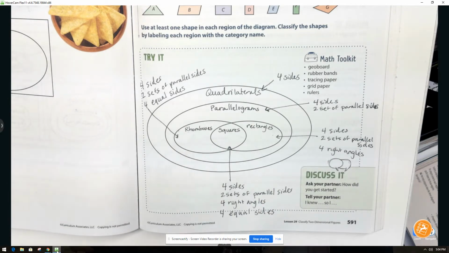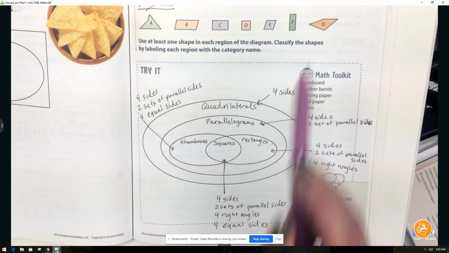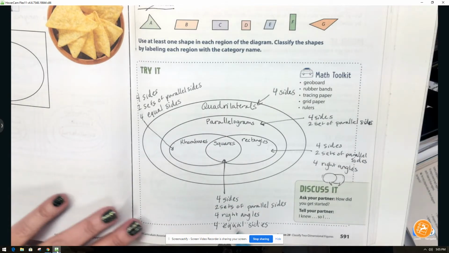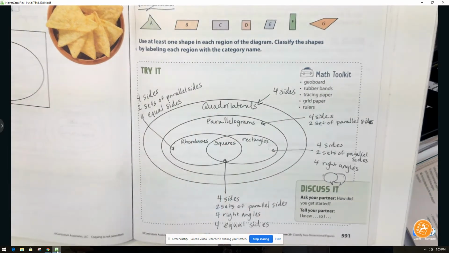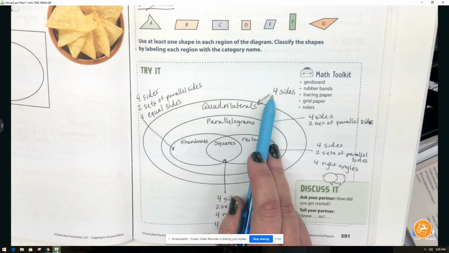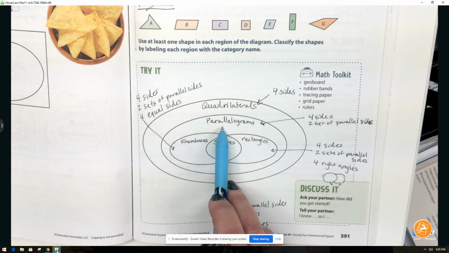Okay, so now we got out of the way the labeling of the Venn diagram, and we talked about the attributes of each of those shapes. Now we're going to look at each of these shapes and decide where they go. So letter A, we're looking at the attributes. Does it have 4 sides? Yes. Let's go to the next area and see if it could be a parallelogram.